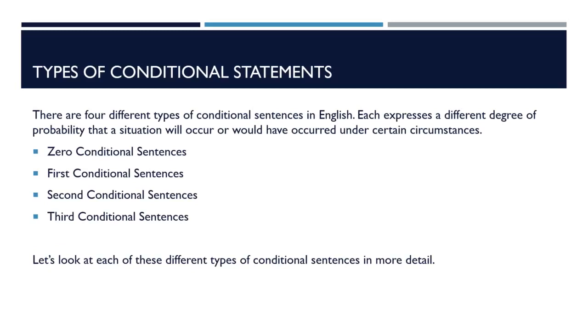Types of conditional statements. There are 4 different types of conditional sentences in English. Each expresses a different degree of probability that a situation will occur or would have occurred under certain circumstances. Zero conditional sentences, first conditional sentences, second conditional sentences, third conditional sentences. Let's look at each of these different types in more detail.